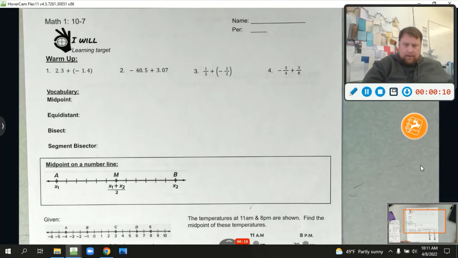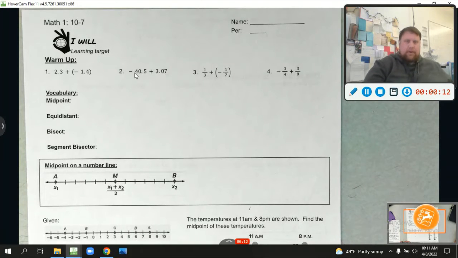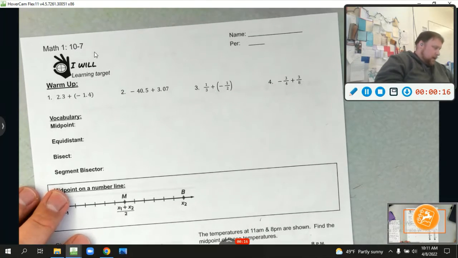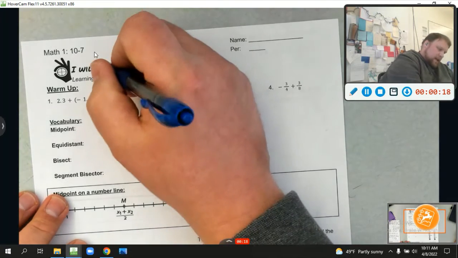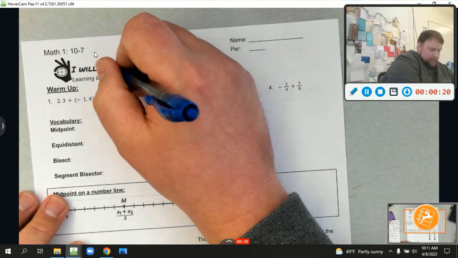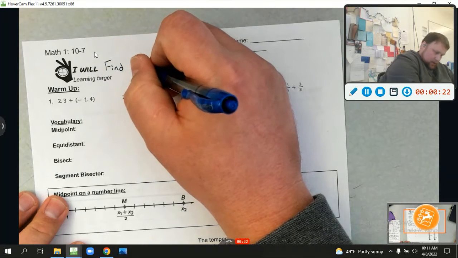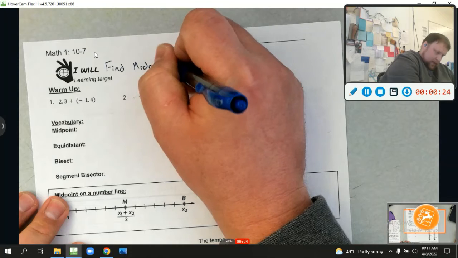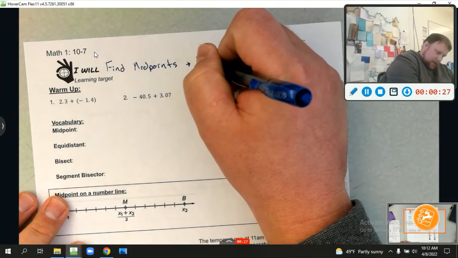What happened to the... Oh, there we go. Boom, put you right there. All right, today's learning target is I will find midpoints and bisect line segments. I will find midpoints and bisect line segments.